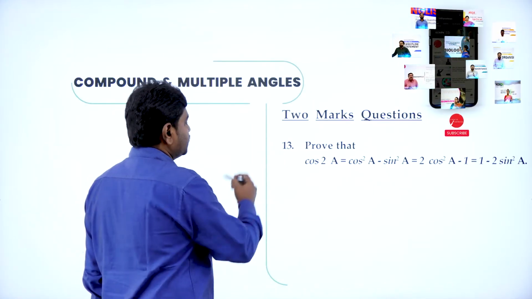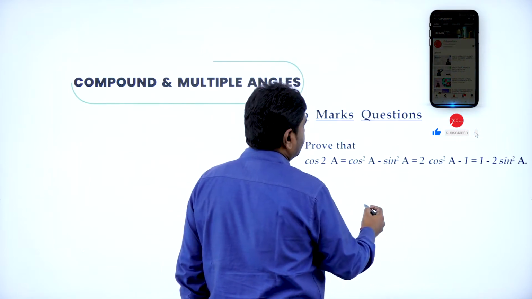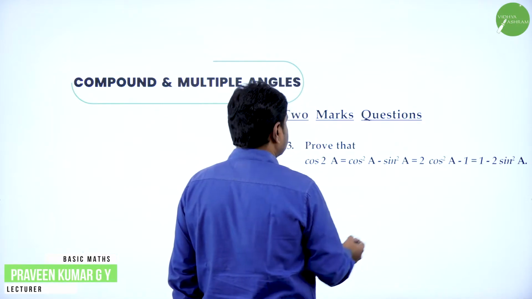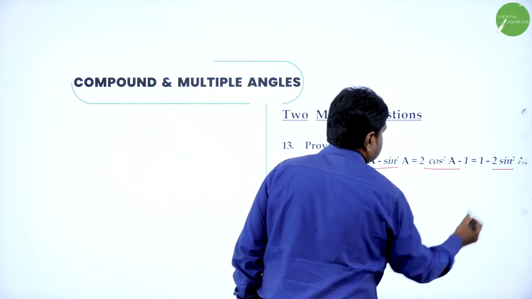So, 2 mark questions. Prove that cos 2a is equal to cos square a minus sin square a, and then 2 cos square a minus 1, then 1 minus 2 sin square a. So we need to prove cos 2a as this, as well as this, and as well as this.